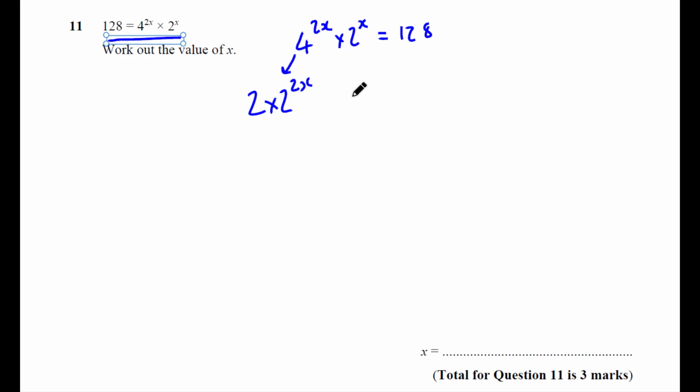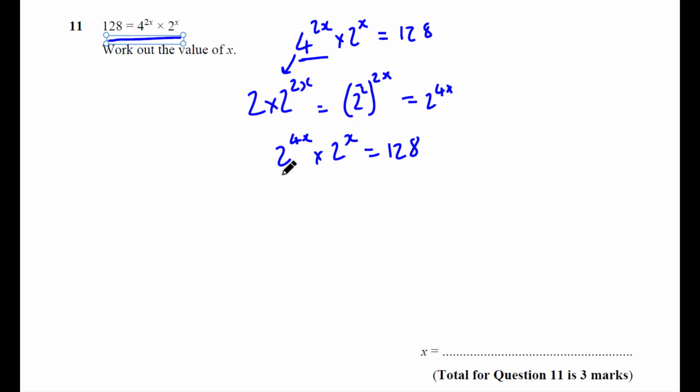So if we have 2 times 2, that's the same as 2 squared to the 2x. So when you multiply powers, you times them. So we can change this 4 to the power 2x to 2 to the 4x. So now this might be a bit easier to solve. So we have 2 to the power 4x times 2 to the x equals 128.